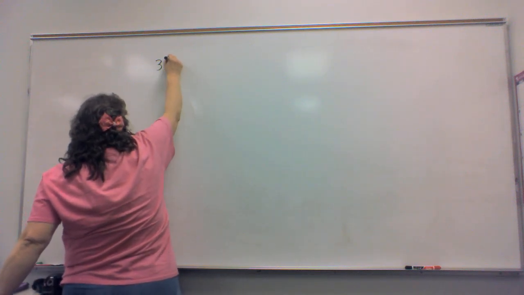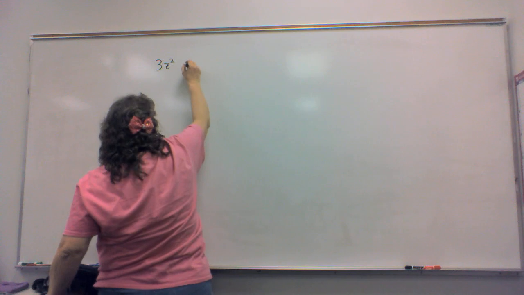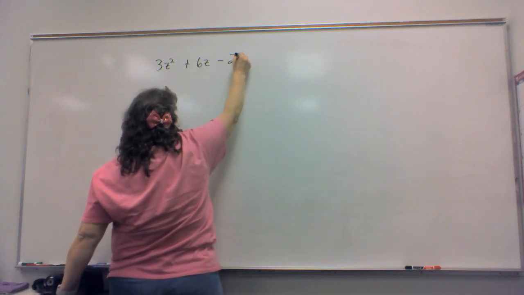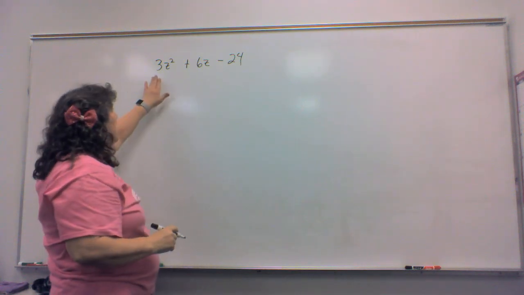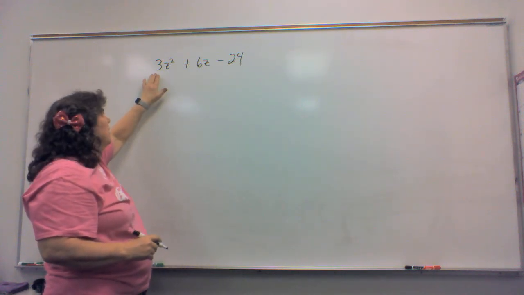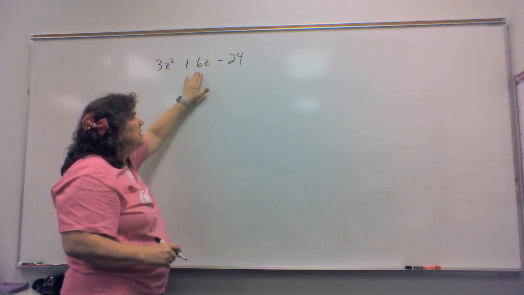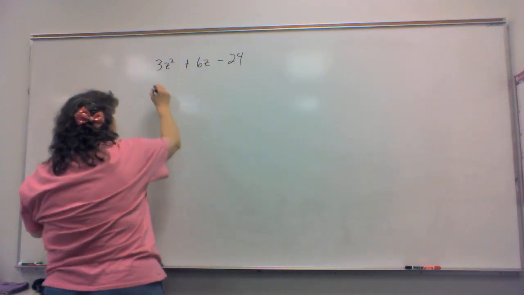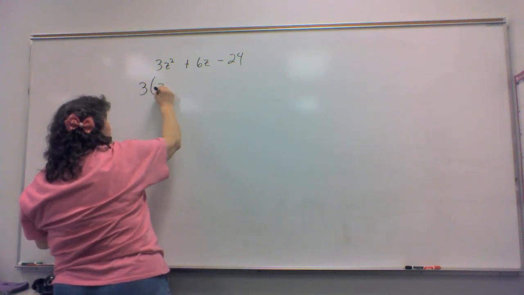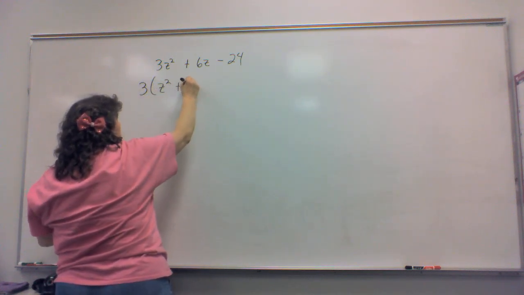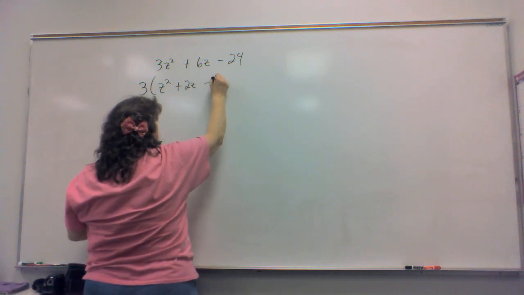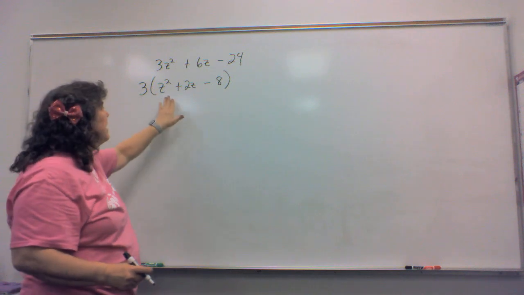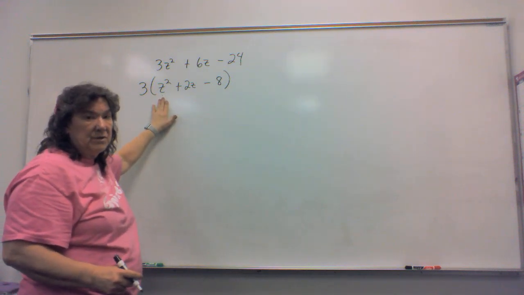Three z squared plus 6z minus 24. Again, I have a 3. 3 times 1 is 3. 3 times 2 is 6. And 3 times 8 is 24. So I'm going to factor out my 3 and have z squared plus 2z minus 8. And as you see, that works out pretty nice because now I have a simple trinomial to factor.